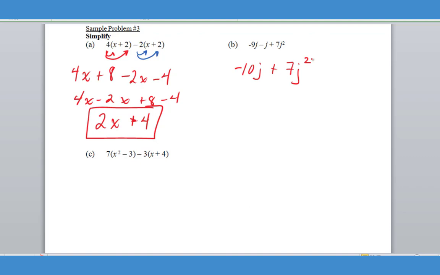Later on, when we get into polynomials, we will make sure that we put this in standard form, which would have the highest exponent first. And so that's a good habit to go ahead and get into. So our answer should be 7j squared minus 10j.